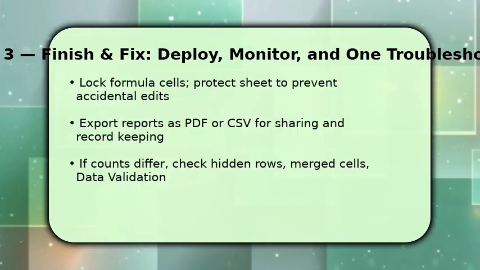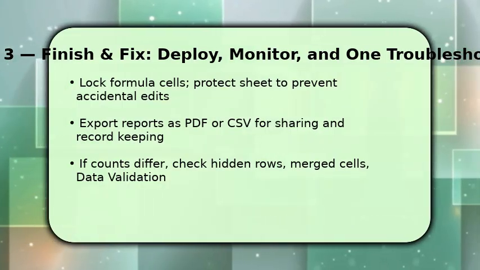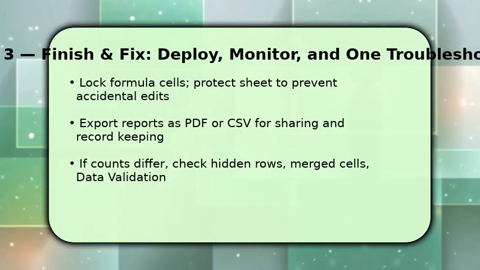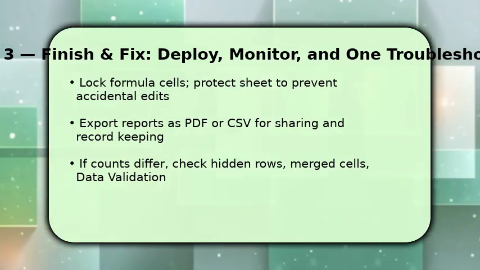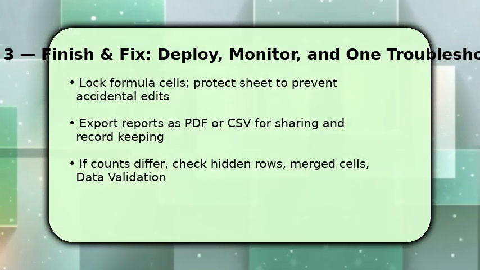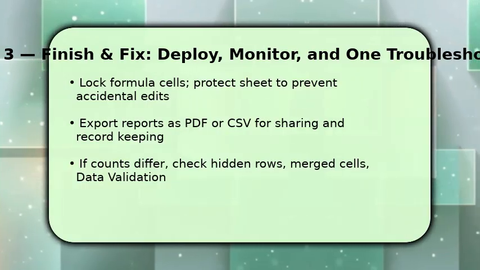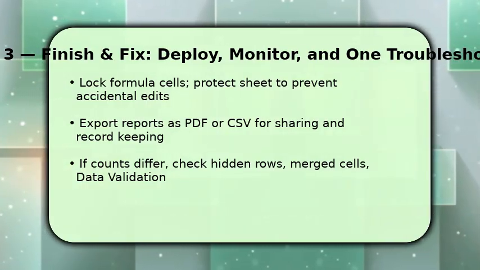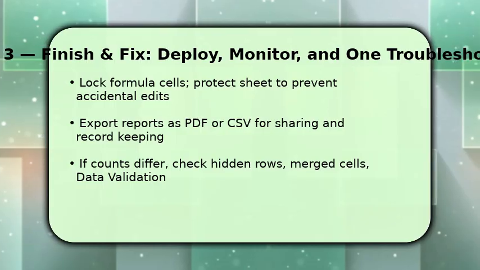If totals don't match, first check for hidden rows or merged cells, then verify data validation lists and inconsistent spelling. If necessary, use the TRIM function to remove extra spaces. Make sure to save version backups to recover from accidental changes.